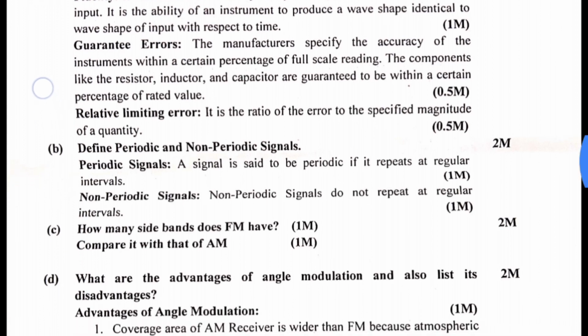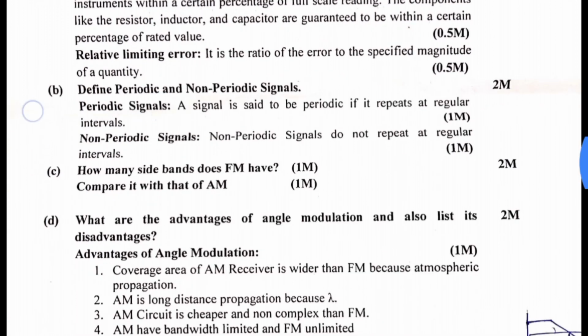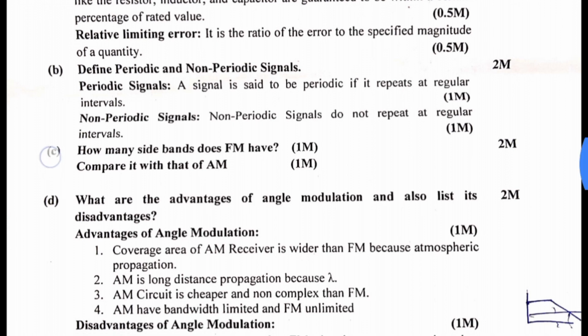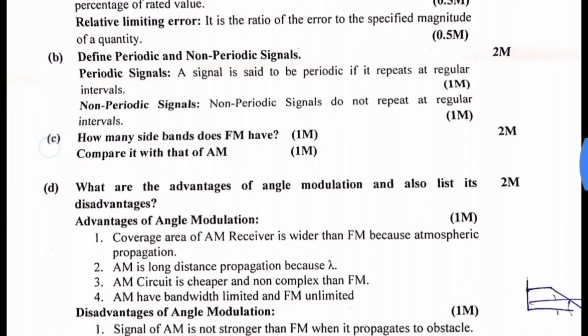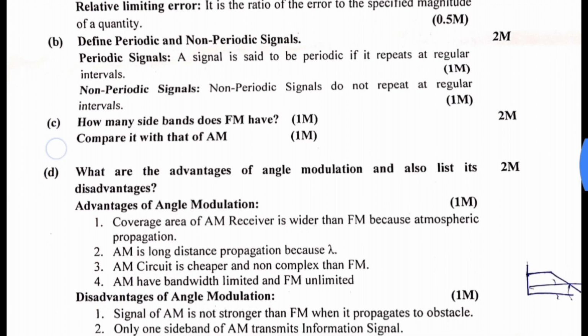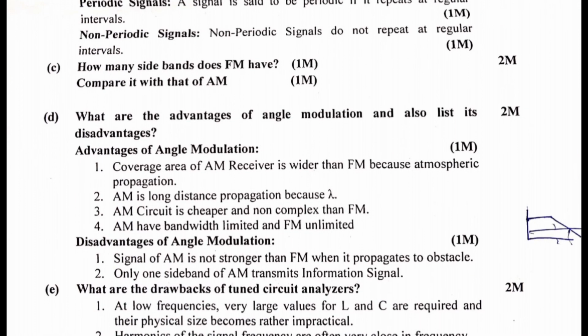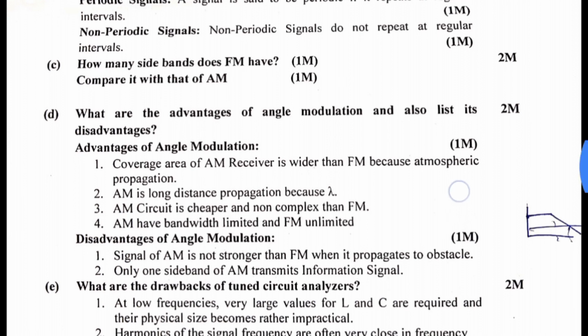Next, B is periodic and non-periodic signals. A signal is said to be periodic if it repeats at regular intervals. Non-periodic signals do not repeat at regular intervals. How many side bands does FM have? Compare it with AM, those are the 1 mark questions they have. Side bands in FM, let us discuss that in the next session.